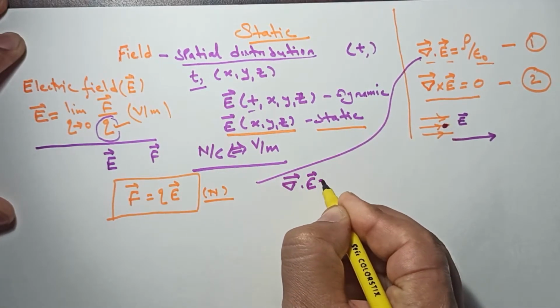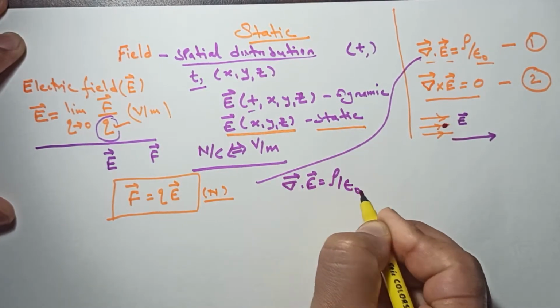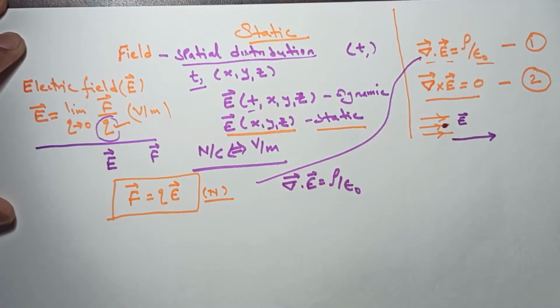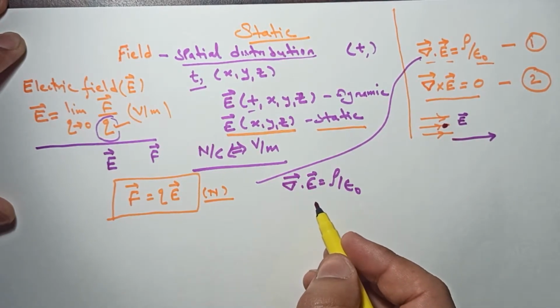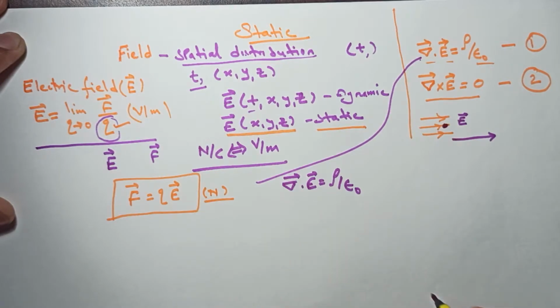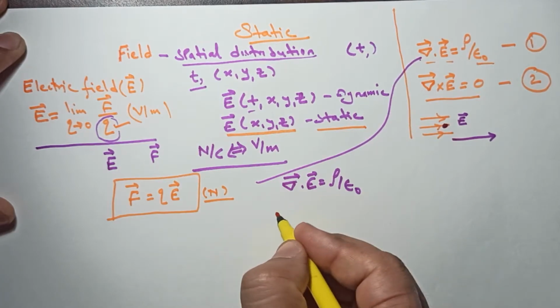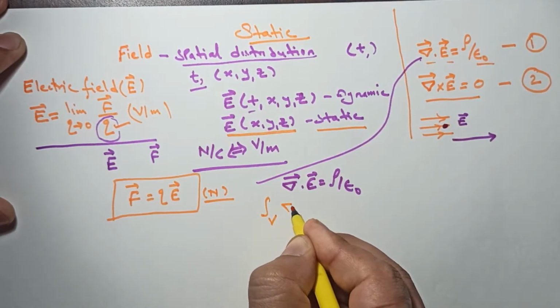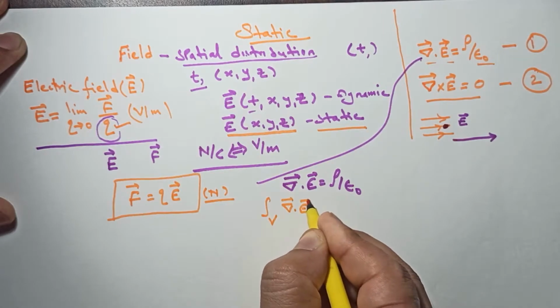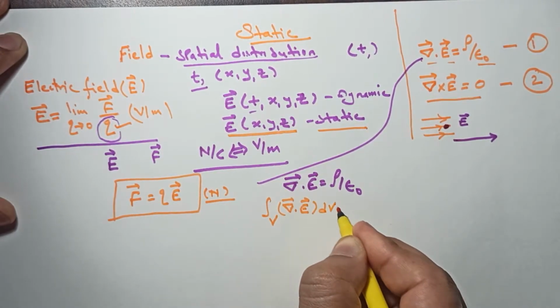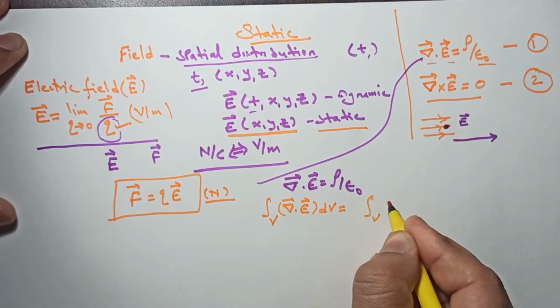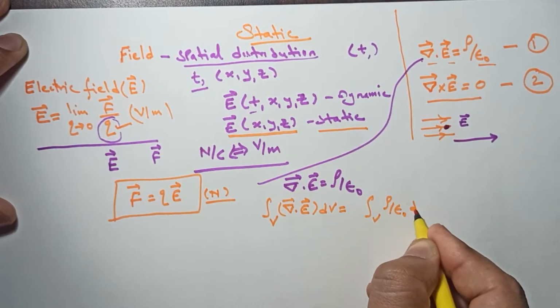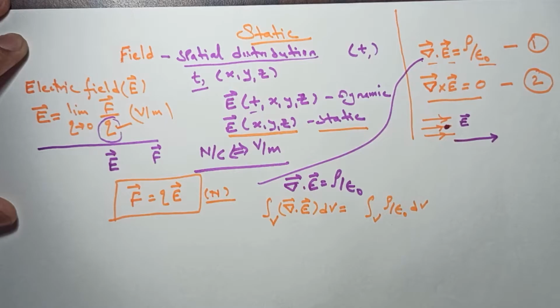Now let us take this equation here: del dot E is equal to rho by epsilon naught. Now take the volume integral on both sides of this equation. The volume integral of del dot E is equal to the volume integral of rho by epsilon naught dV. Okay, we have taken the volume integral on both sides. This is easy.